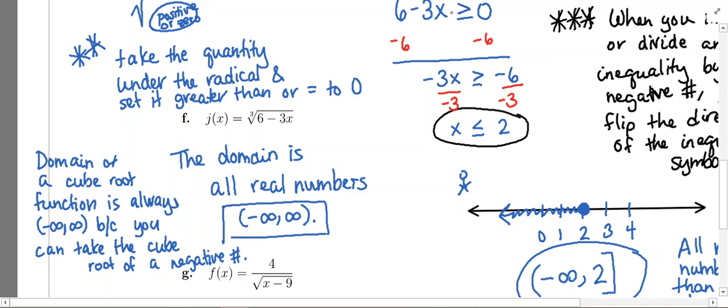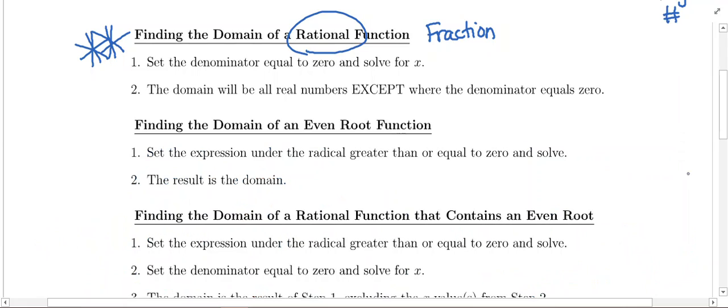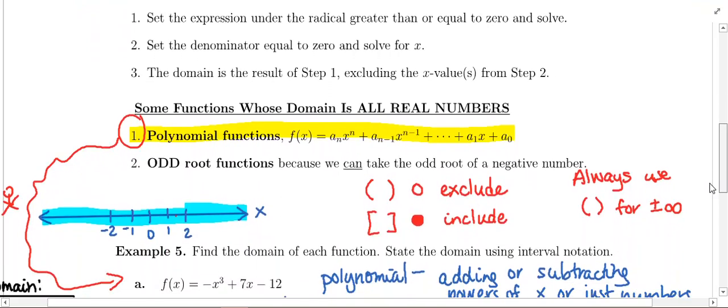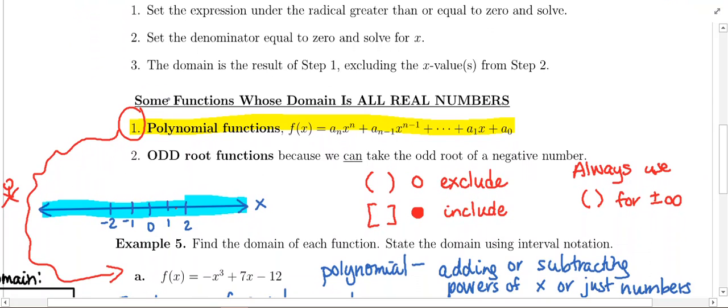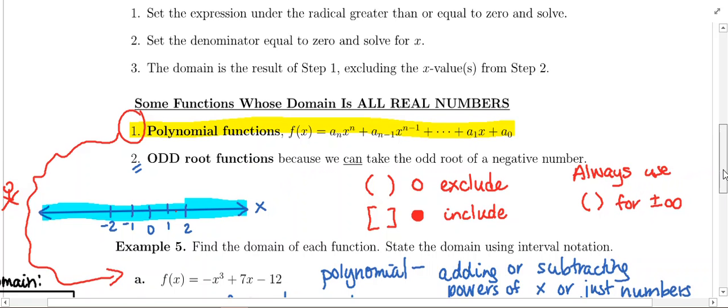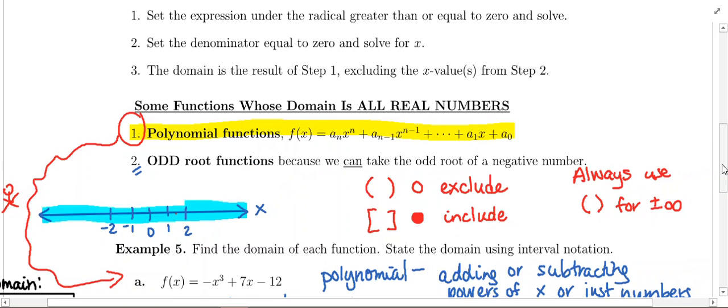If you flip back to page 6, under some functions whose domain is all real numbers, number 2, odd root functions, so like cubed root, fifth root, seventh root, the domain is always going to be all real numbers because we can take the odd root of a negative number. So all the odd roots, you're going to treat their domains similarly.